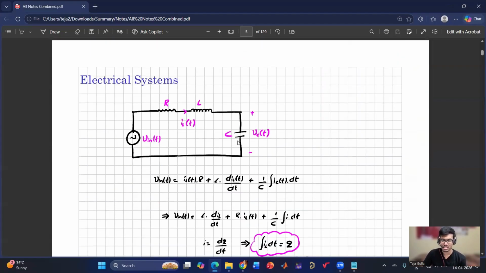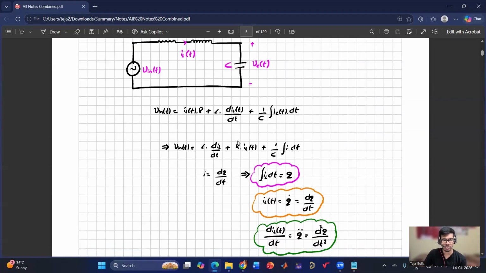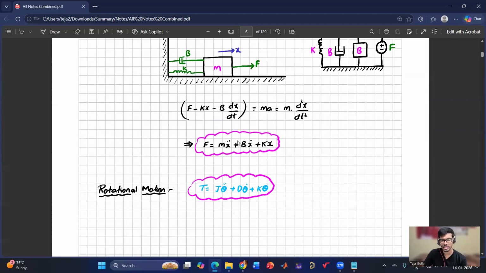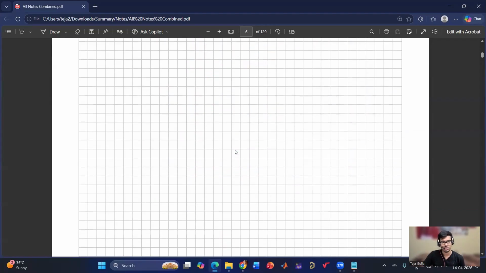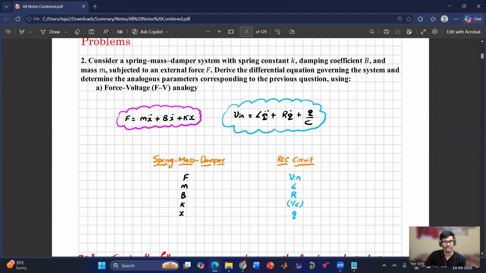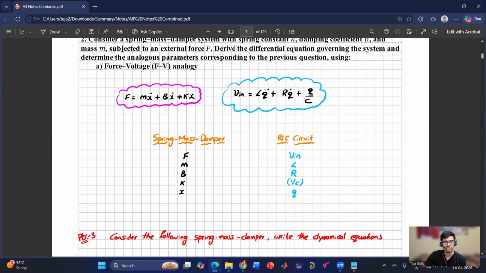Then we have discussed multiple systems and the mathematical model, starting with the series RLC, a second order system with input voltage. Then we have discussed a mechanical system, which is again a mass spring damper system, also a second order. Similarly, we can get the rotational motion equation as well. Then we have correlated the mass spring damper with the RLC, because this is a second order and that is a second order.